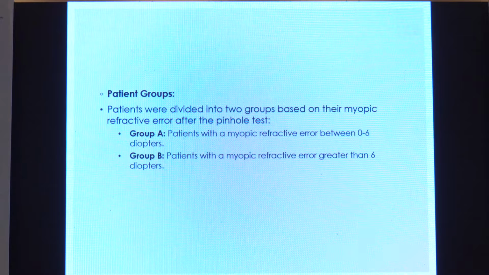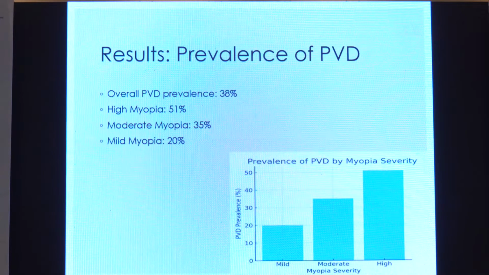Patients were divided into two groups based on their myopic refractive error after the pinhole test. Group A, patients with a myopic refractive error between 0 to 6 diopters, and group B, patients with a myopic refractive error greater than 6 diopters. Results: prevalence of PVD.